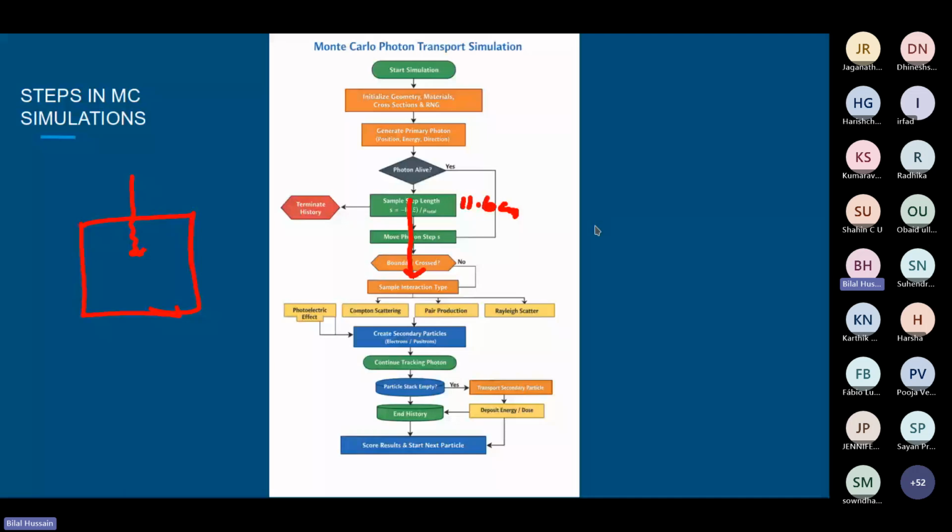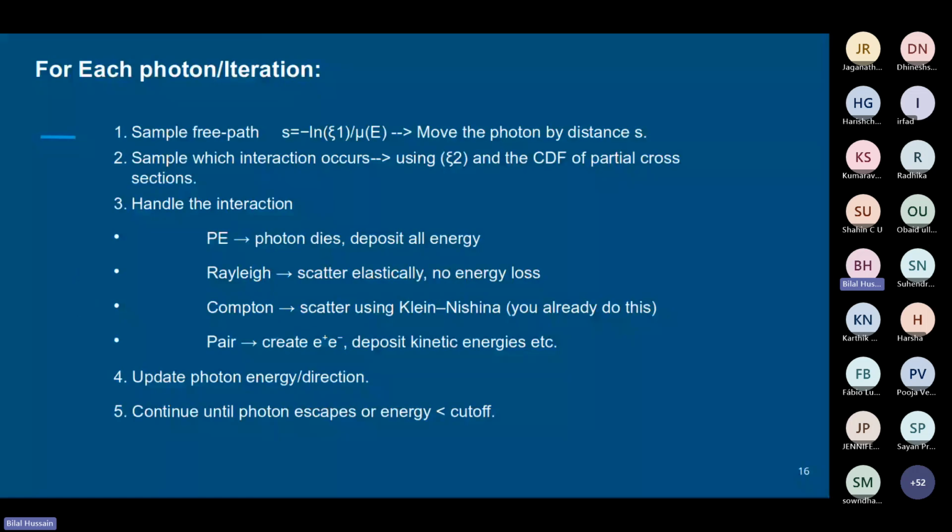So we first have to see what type of interaction will take place: either coherent, incoherent, photoelectric, or pair production. Out of these 4, which interaction is more probable? That we have to decide. How do we find out? Again, we take the help of random numbers and sample to find out which interaction is more probable. For that, we have to use another methodology.